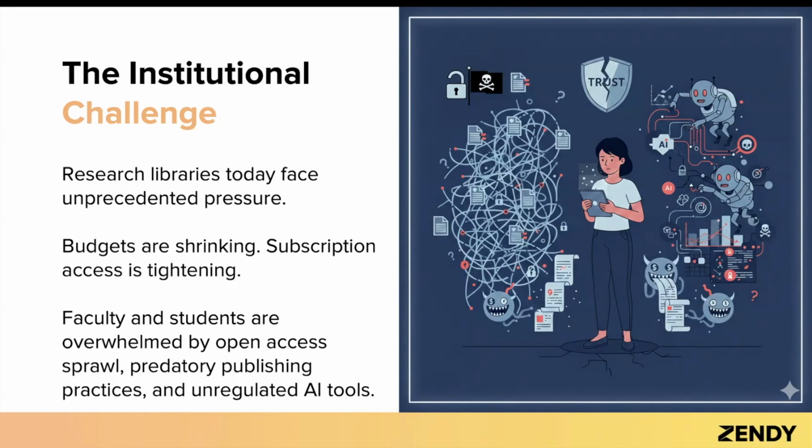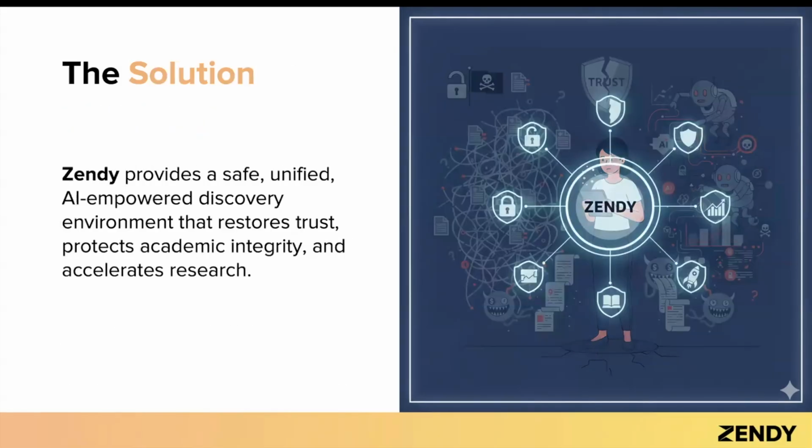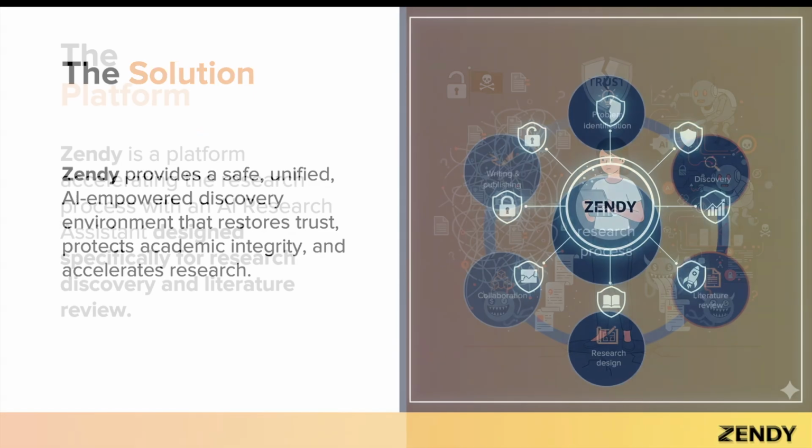Research libraries have unprecedented pressure, for example, with shrinking budgets and more limited subscription access. At the same time, faculty and students are overwhelmed by open access sprawl, predatory publishing practices, and an explosion of unregulated AI tools. Zendy serves to provide a solution to these challenges and provide a safe, unified, AI-empowered discovery environment that restores trust, protects academic integrity, which ultimately serves to accelerate research.